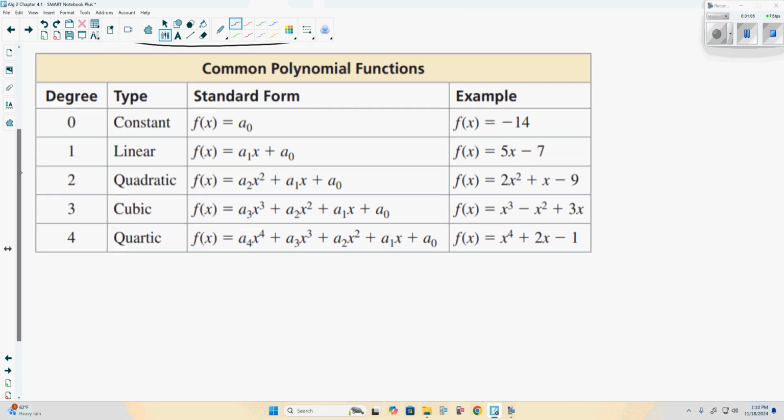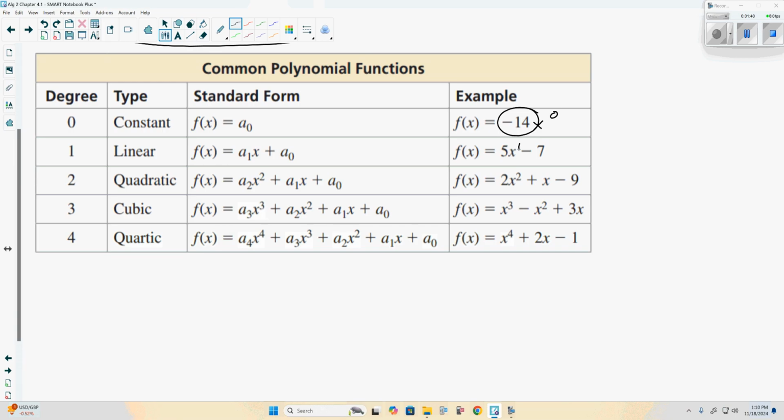The first one's a constant. It's degree 0. The reason we call it degree 0 is there's just a number. There is no variable. We can really write a variable if we wanted. We can say negative 14 times x to the 0, but anything to the 0 power is 1. So it's just negative 14 times 1, which is negative 14. Linear is our first degree because the exponent attached to x is 1. So the biggest exponent's 1, therefore the degree is 1. And a degree 1 polynomial is linear.